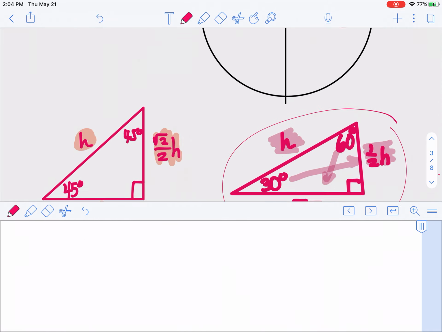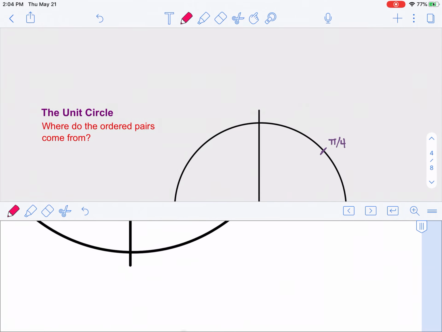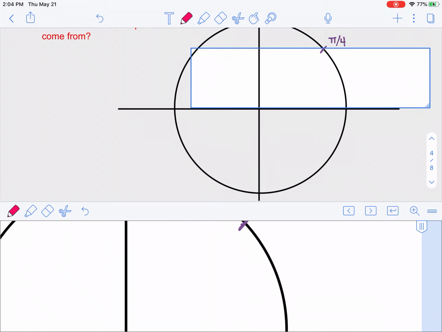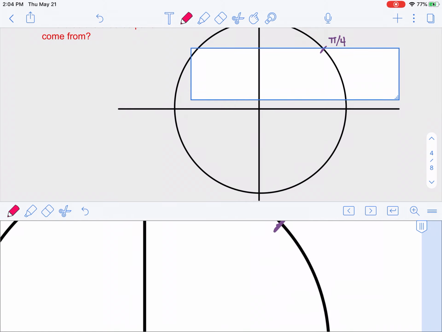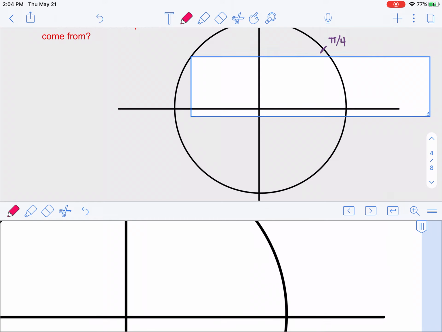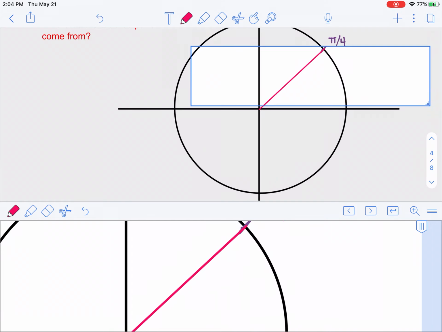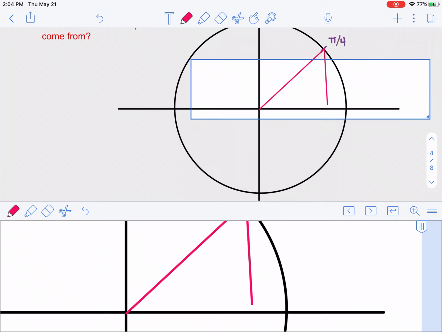Okay, all right, so let's go and we're going to do another angle. Now we'll do pi over 4. Okay, so I'm going to follow a similar strategy, hopefully, where I'm going to start at the origin. And I am going to connect it up to the angle, and then I am going to drop a perpendicular, try that again, down to the x-axis. Okay.